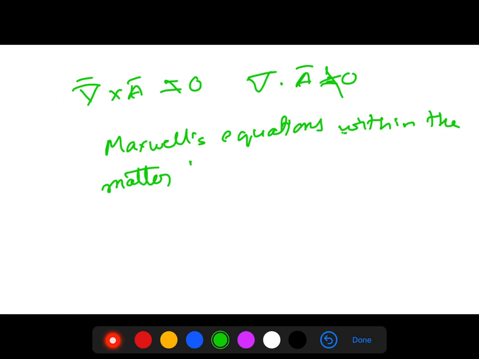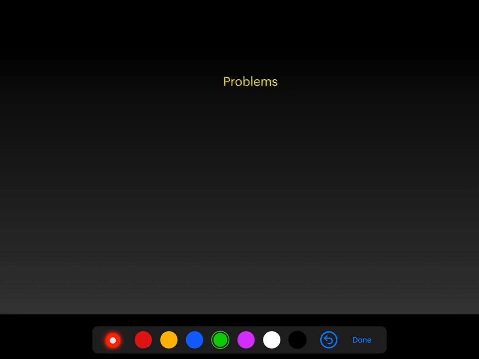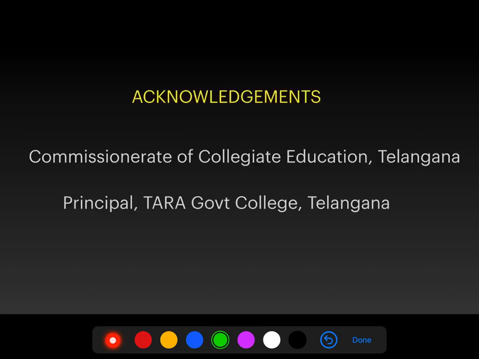Now we will have certain problems on physical significance. So for curl of different expressions we can do the problems.